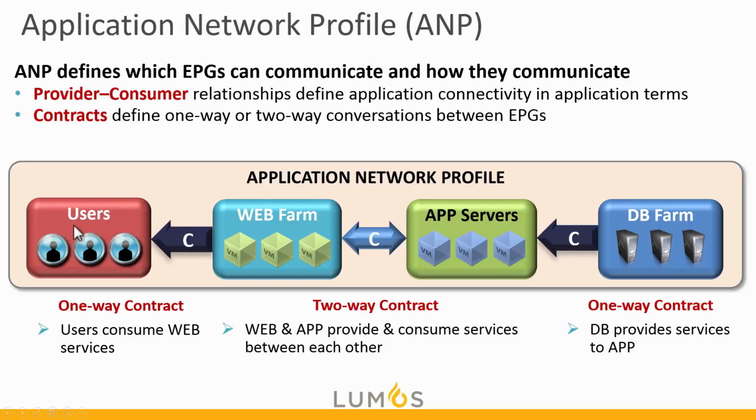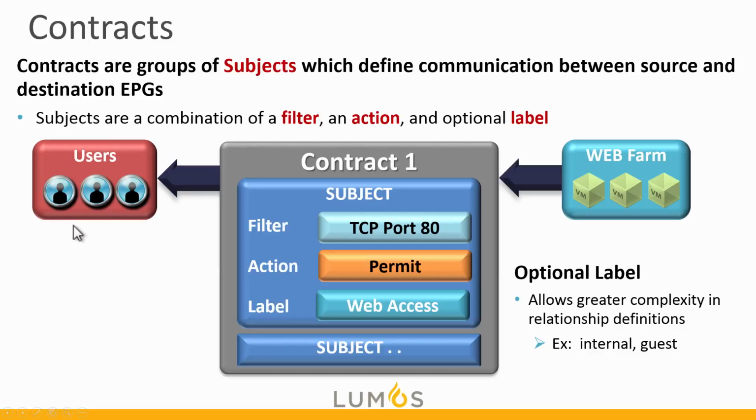that contract. So here's a more detailed example of this contract where the subject is just a name. We can call it what we want. And then the filter would be TCP port 80 being provided by the web, consumed by the users, and the action is to permit, and maybe we've given it a label such as web access. And we can have multiple subjects per contract. That way we can have different types of services that are offered.